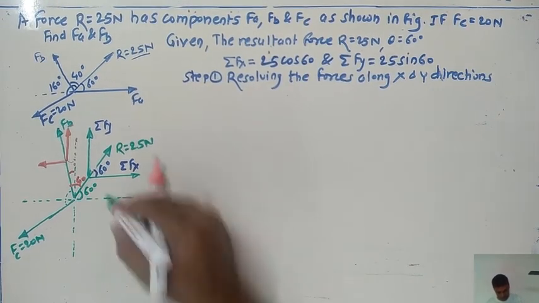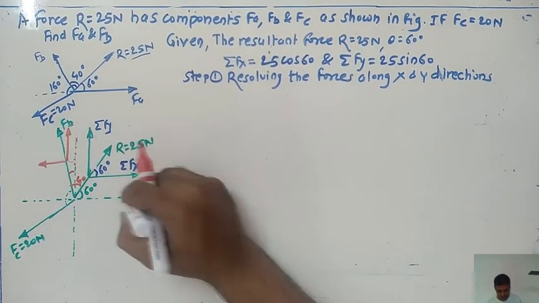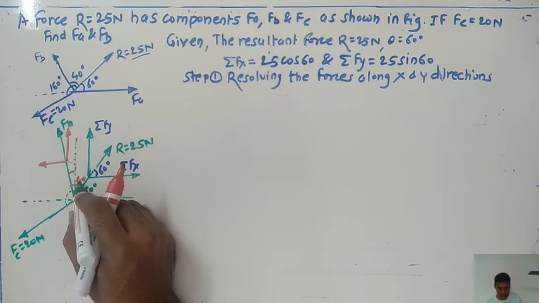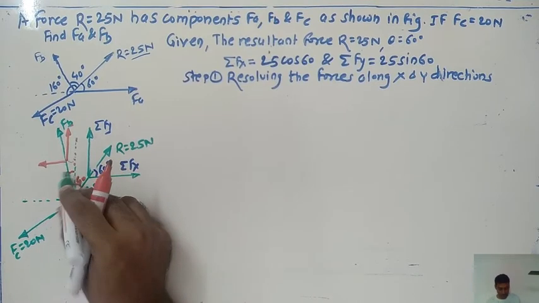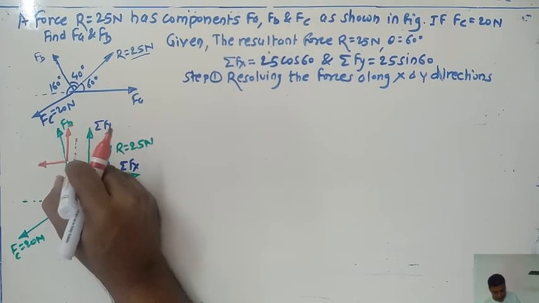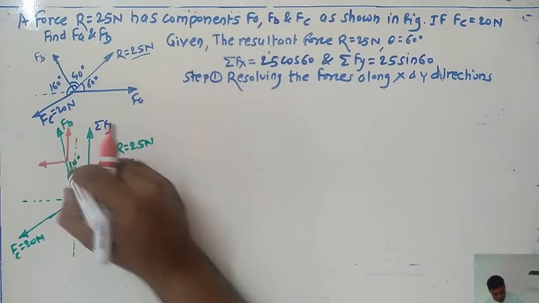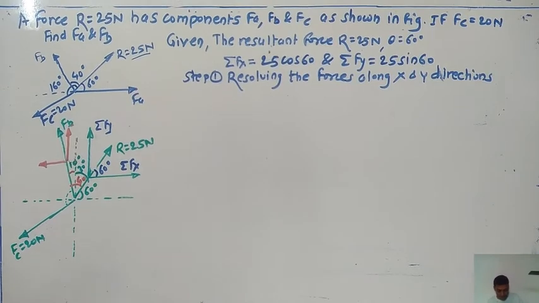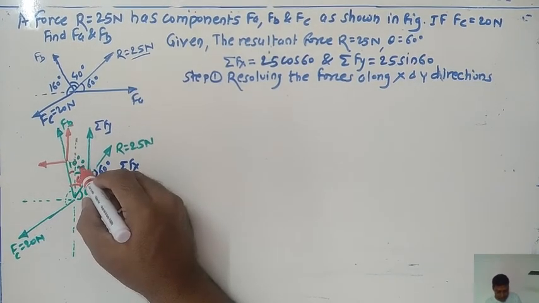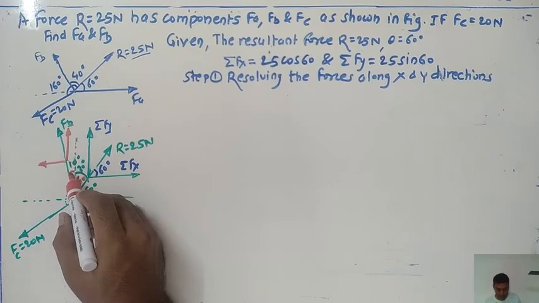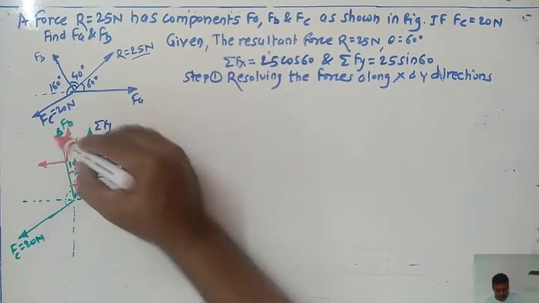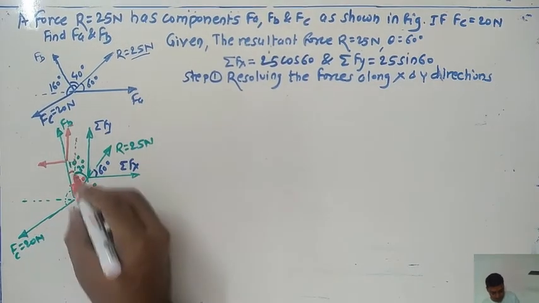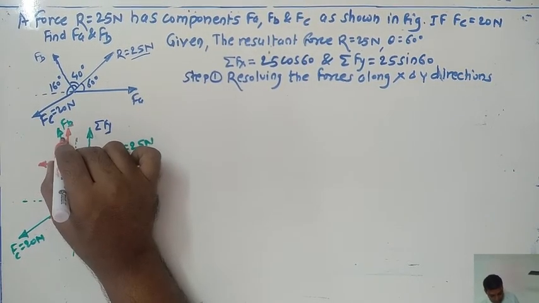Okay, so what about this angle? This is nothing but 90 degrees. So this angle is 60 degrees. What about the remaining one? This must be 30 degrees. So what about this one? This angle must be 10 degrees. I hope this is clear to you. This is 30 degrees, so automatically this angle must be 10 degrees. In this way we can get the angle made by this FB force with the vertical axis, that is the x-axis. So this angle is 10 degrees.